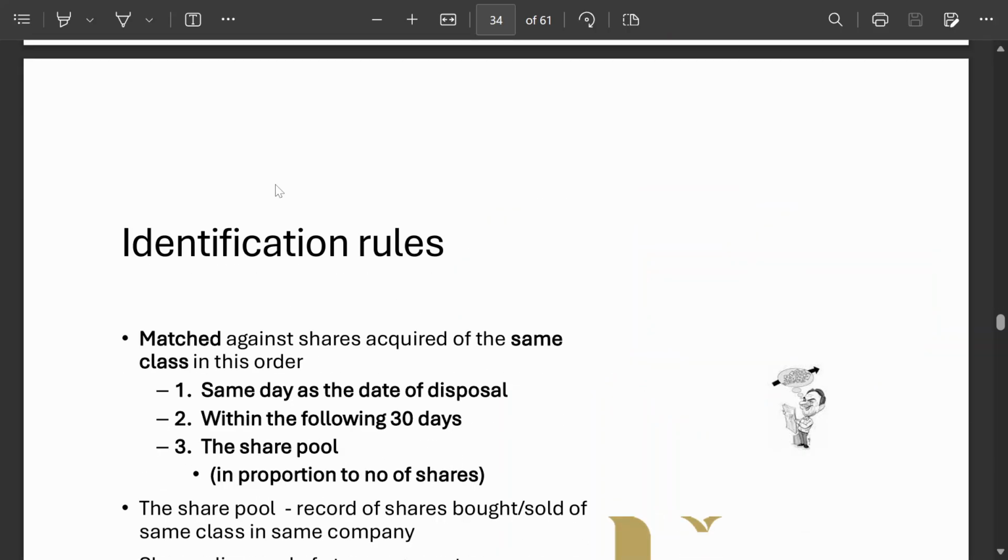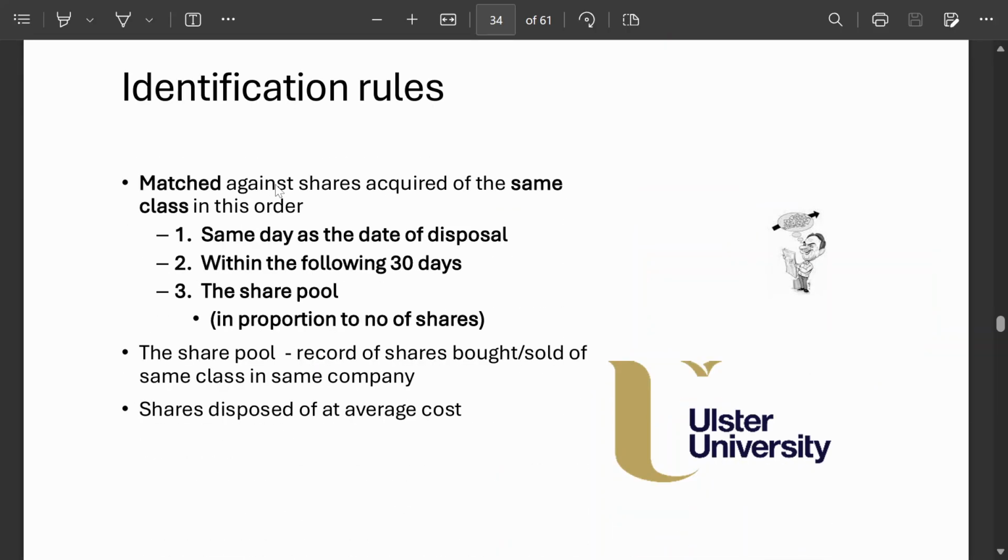So it's very simple. Now this is more complicated: identification rules of shares. When you're selling some shares, maybe you have a lot of share transactions, you bought some shares, you sold some shares, and all that. There are a set of rules for matching shares. You don't have to really worry about it, but you should learn about this term.